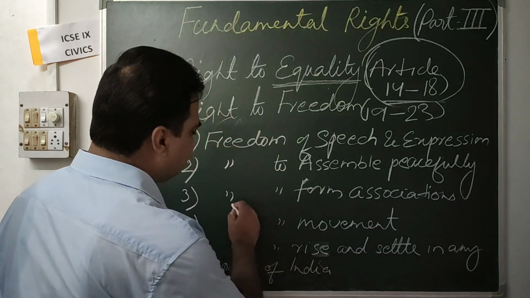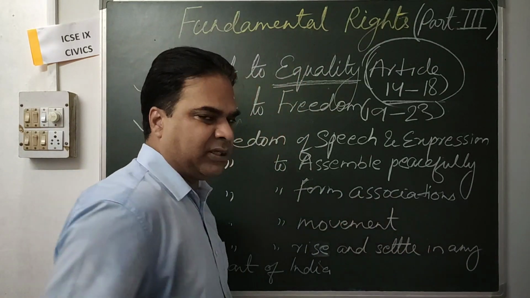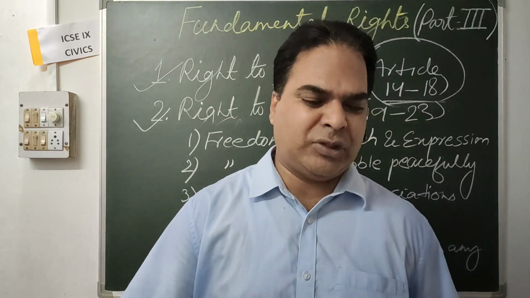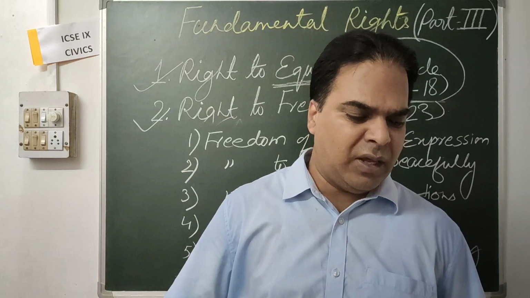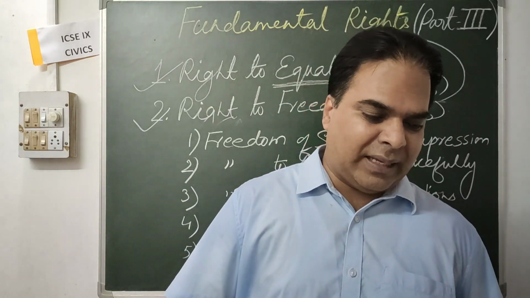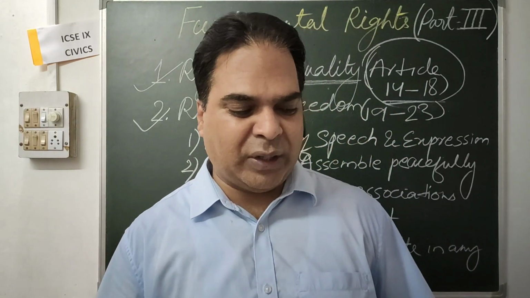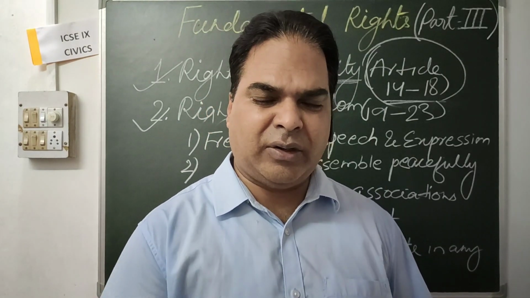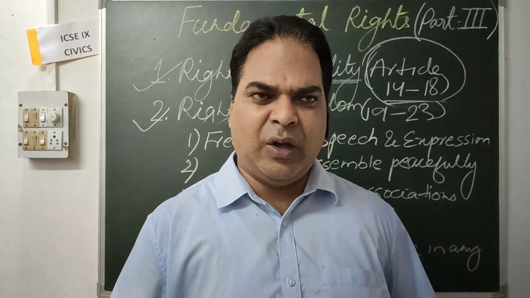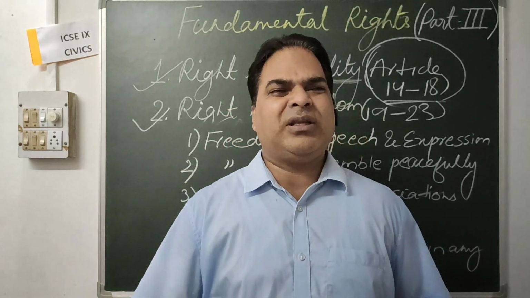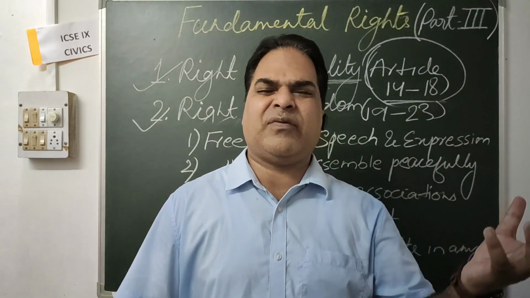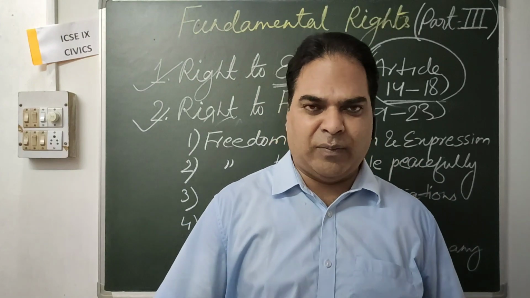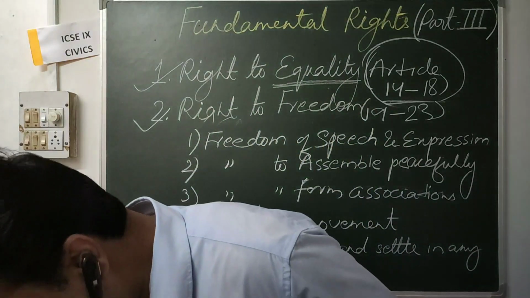Okay. The next freedom is freedom to form associations. We see in our country a lot of associations are there. That freedom is also given. We can form any association like interest groups, trade unions, political parties. Auto rickshaw union is there. Truck drivers association is there. Auto driver association is there. So all these associations are allowed. Why are these associations formed? To protect their rights. So that permission is given to them.